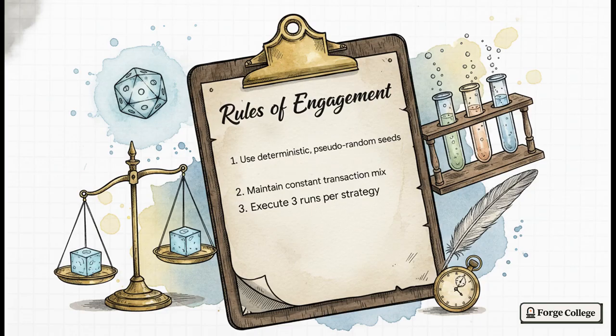Here are strict rules of engagement for these runs. First, we must use deterministic pseudo-random seeds. Second, we have to maintain a perfectly constant transaction mix. Third, we execute 3 runs per strategy to ensure consistency. And finally, we log our decisions with minimal overhead. I really can't emphasize this enough. Without strict seed control and a fully reproducible environment, any performance differences you observe are probably just natural run-to-run noise, and that would literally ruin our beautiful experiment.